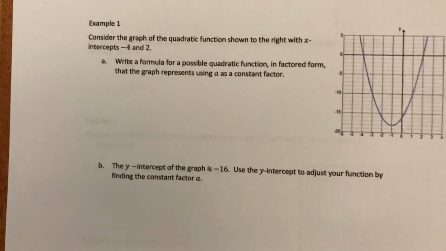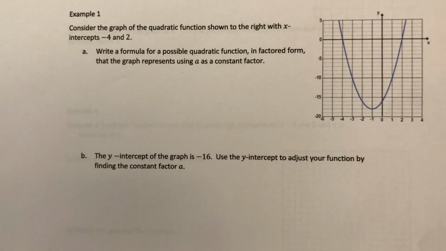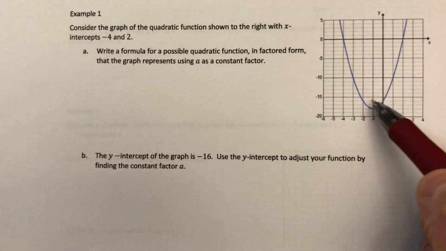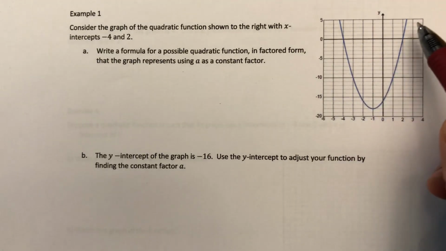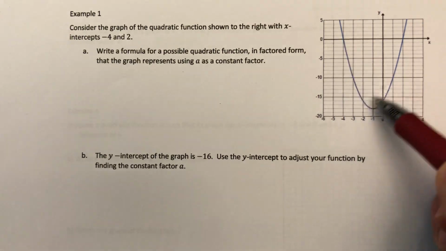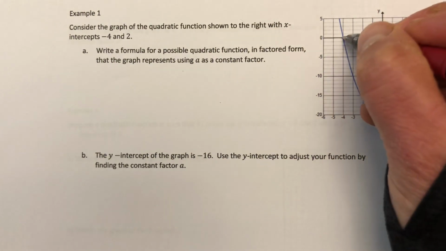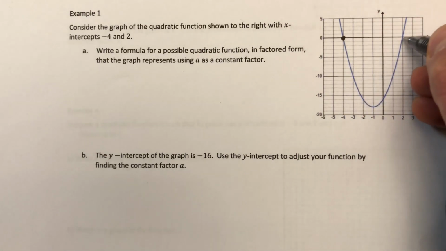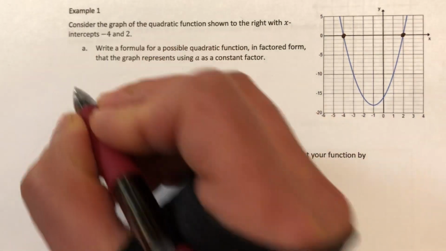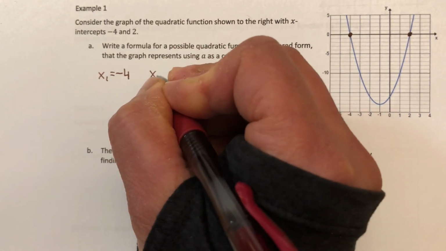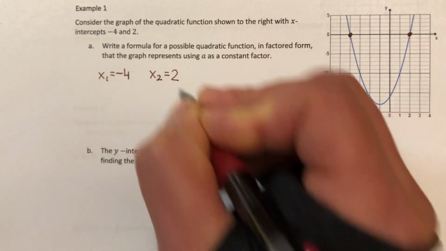So example number 1. What we have is a graph of a quadratic function. I just want to remind everyone, this is a parabola, the graph of a quadratic function, and it tells us that the x-intercepts are at -4 and the other one is at 2. So what I do know is that my x1 is going to be equal to -4, and my x2 is going to be equal to 2.